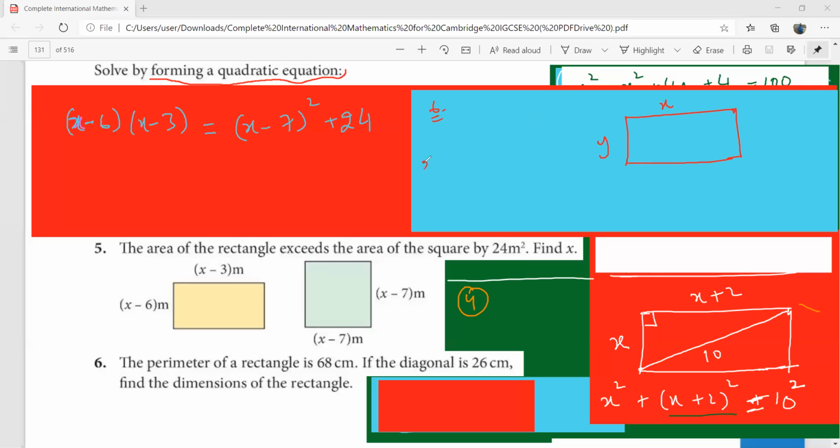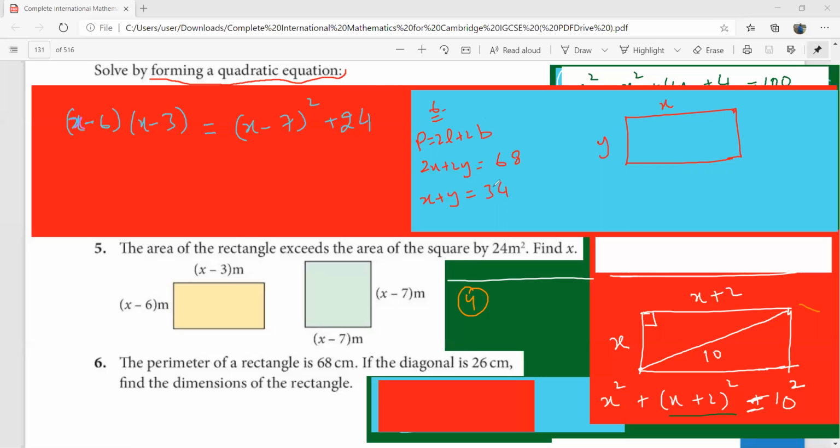Can I say 2x plus 2y is 68? Yes, that is your formula for the perimeter. That is, perimeter is twice the length plus twice the breadth. So this is 2x plus 2y, that is 68. Can I say this is x plus y equal to 34? Yes, I divided, I can see the 2 is common here.